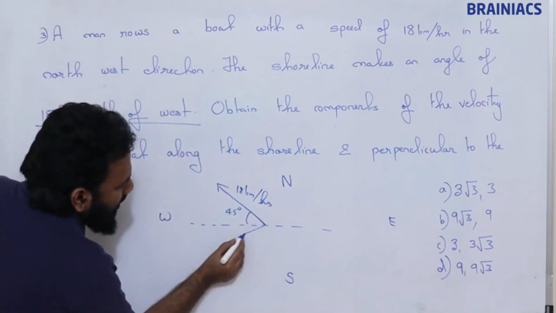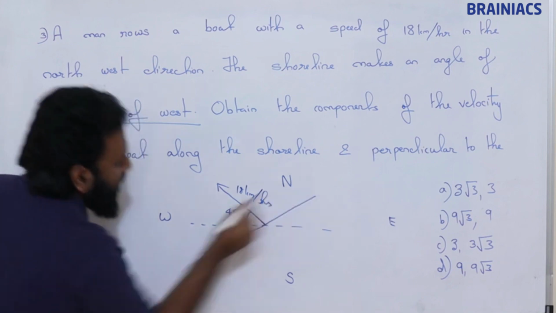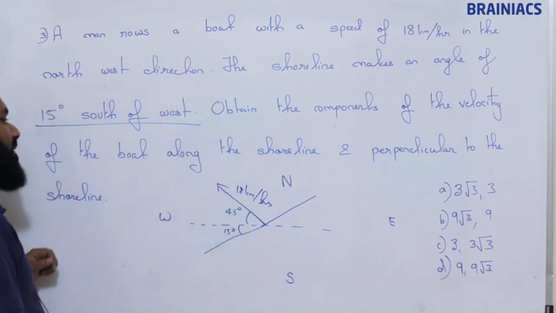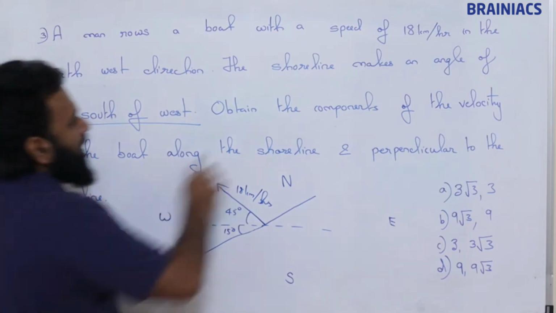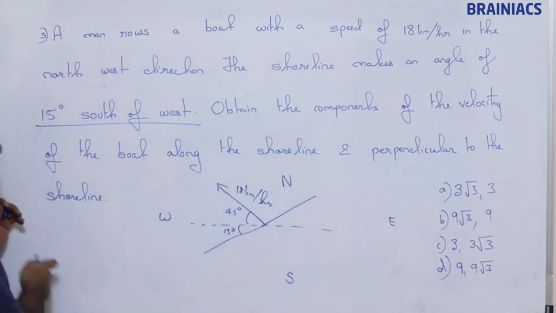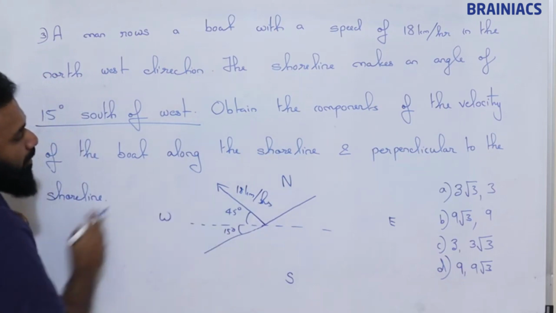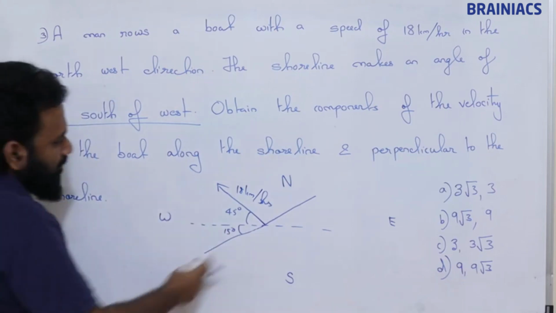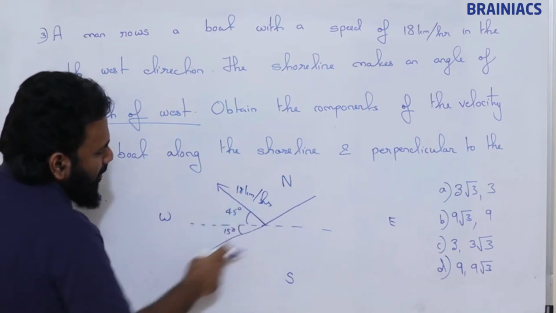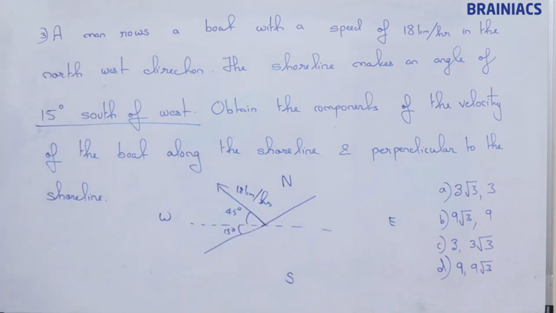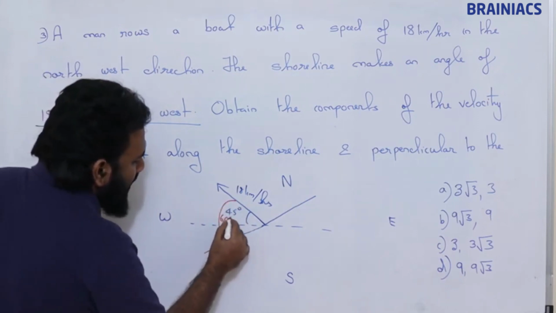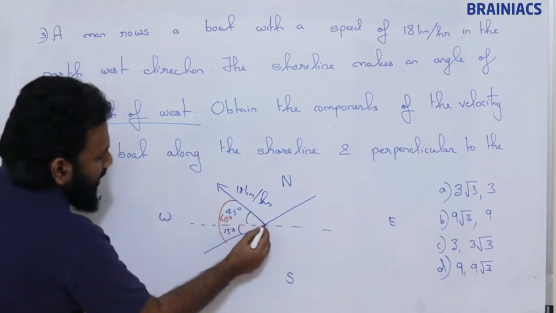So we can make the shore like this. This is how the shore is, and this is 15 degrees south of west. Now what they are asking: obtain the components of the velocity of the boat along the shoreline and perpendicular to the shoreline. So this is the shoreline, and we need to find the component of this velocity along the shoreline and perpendicular to the shoreline. Now this total angle is how much? 60 degrees. So when we resolve, we can resolve like this.